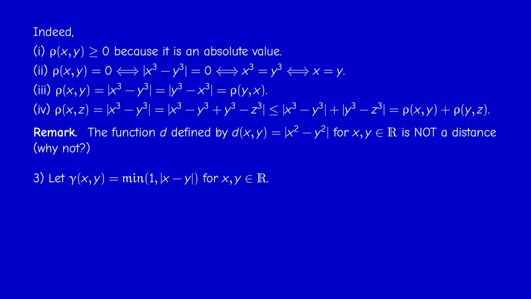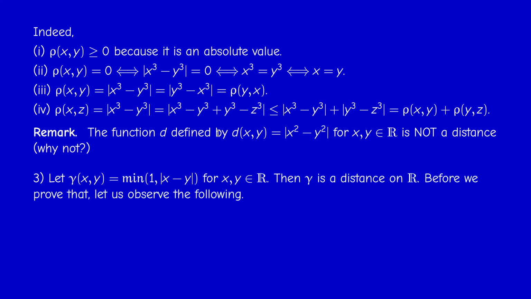Less trivial example, I take gamma of xy to be the minimum between 1 and the absolute value of x minus y for x, y real numbers. And I claim that this is a distance in R according to our definition of a distance. Okay, it's not the usual distance, but it's a distance. So why is this true?